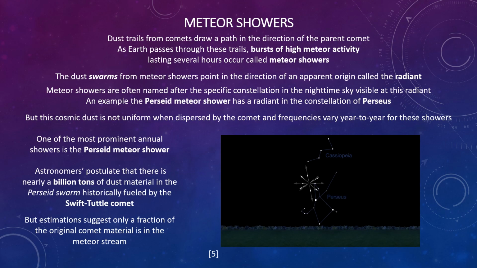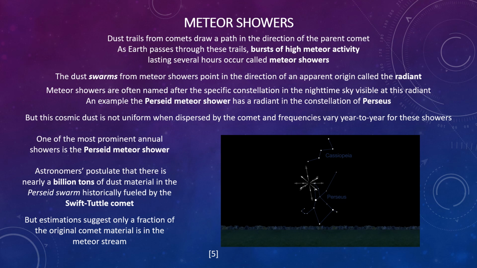Now, more commonly known and often seen in the news or announced in the newspapers are upcoming meteor showers. Dust trails from comets draw a path in the direction that the parent comet traveled. And so, when the Earth passes through particularly thick trails, we have very high amounts of meteor activity, which can last several hours. We call these meteor showers.